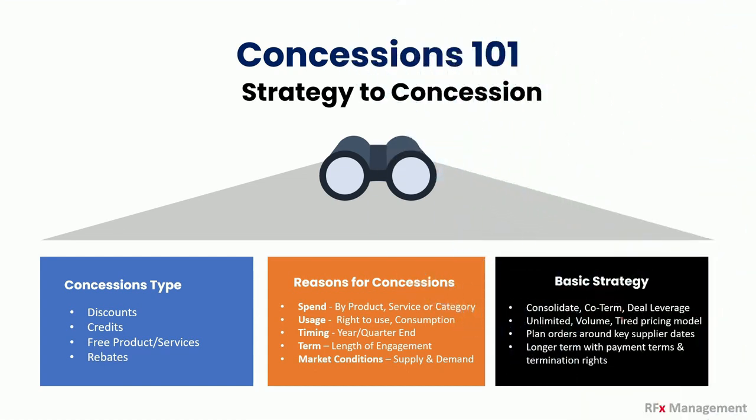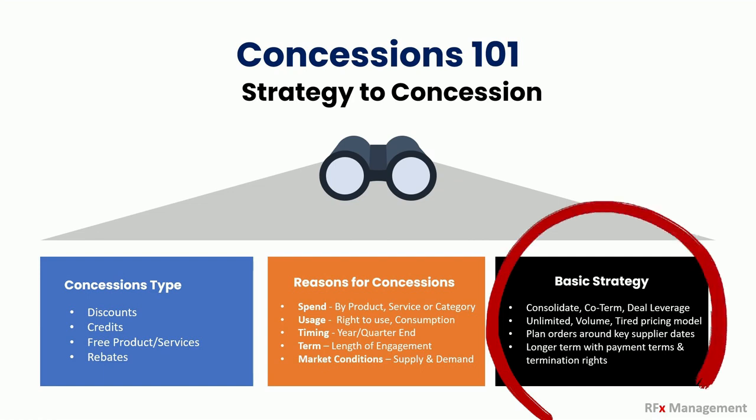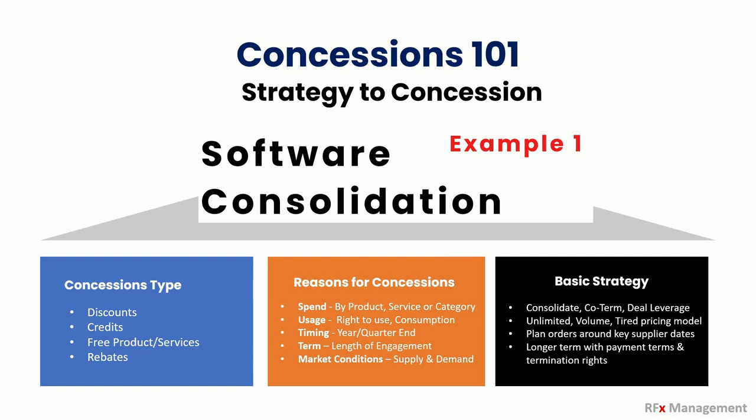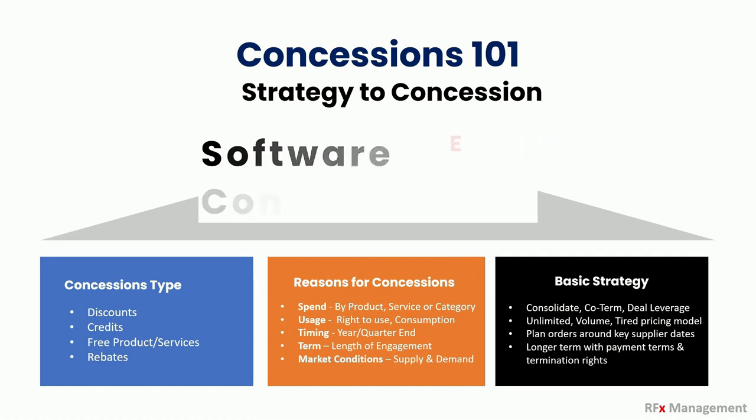So let's talk about some basic strategies to maximize our buying power and provide the reasons that a supplier may be looking for. The first one is consolidation, co-terming, and deal leveraging. This is important. If you purchase software, you may have several different licenses throughout your organization with the same supplier that may end at different points in the year.